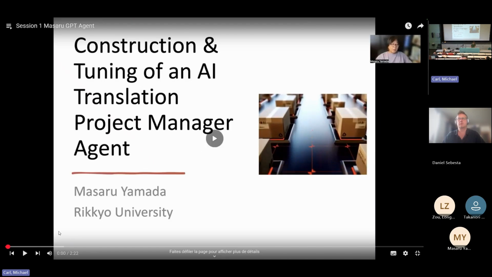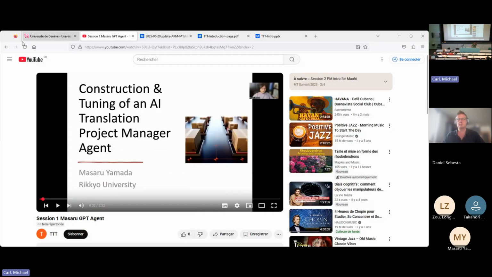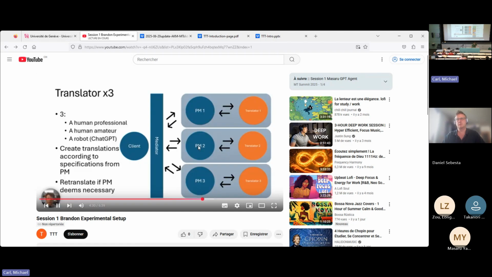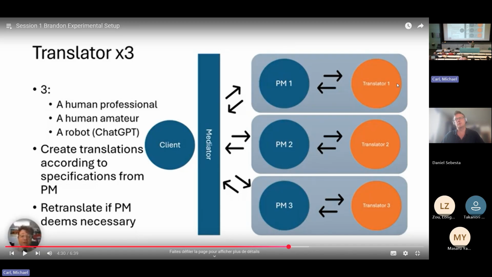Hello, everyone. I'm Masaru Yamada. I would like to go back to that previous clip and do, if I may, some kind of rectification. So Brandon had this picture here, and there's the mediator, and that's Longhui, one of our participants. And Brandon is the fake client, so he is a requester, and he was actually communicating with Longhui.